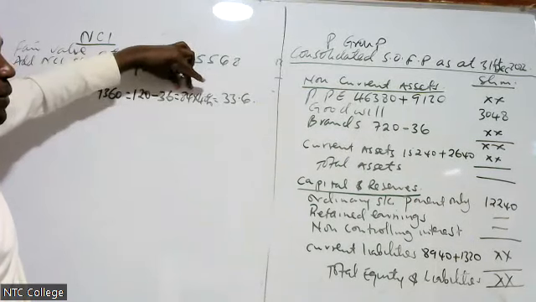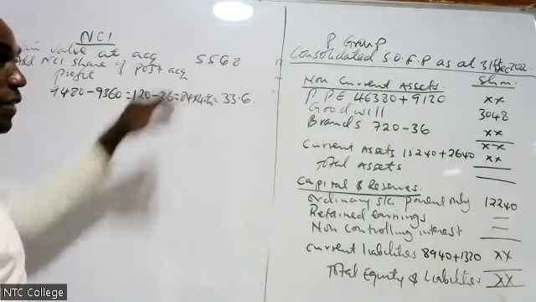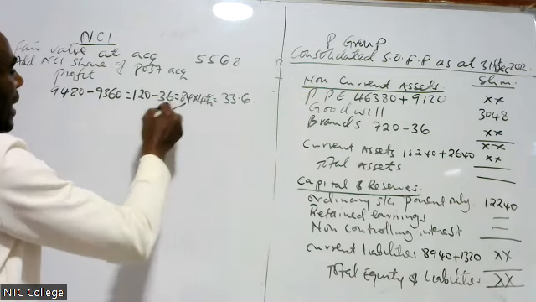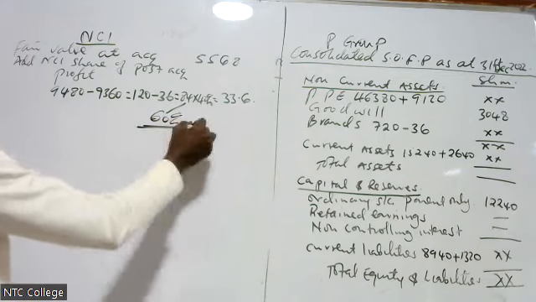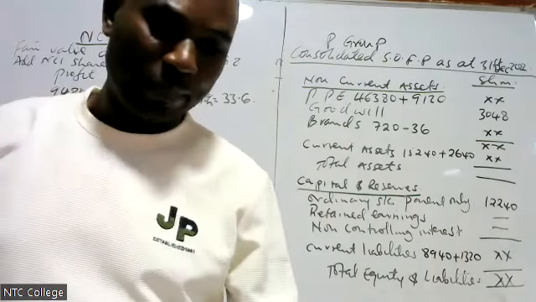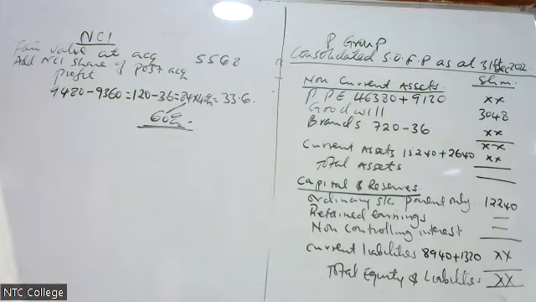Out of this 84, we have 40% for the NCI, and the parent is 60% of that 84. When we go to the parent, we take 60%, but to the NCI, we take 40%. You only take 40%. I hope you got it.